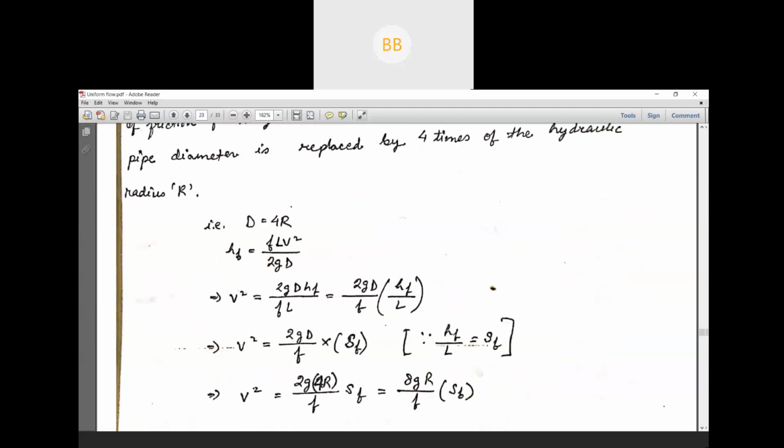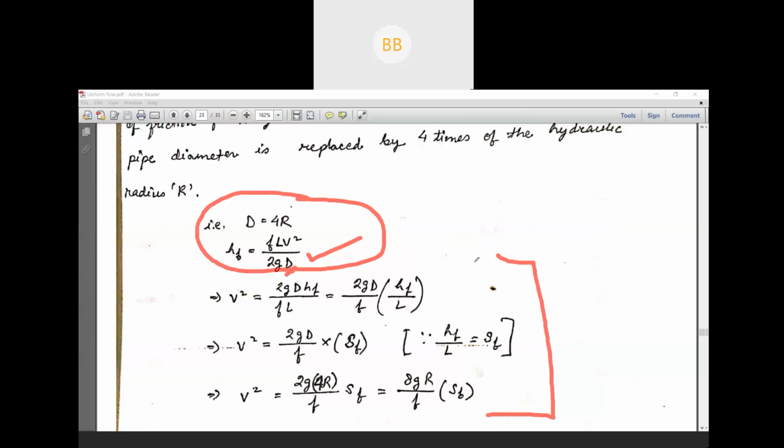Here we all know hf equals f L V square by 2 g d. They are talking about this capital D; in place of D, we can write 4R. You can write these expressions. These things are not much important. Derivation is not in your syllabus, but for your reference, you can write it down.